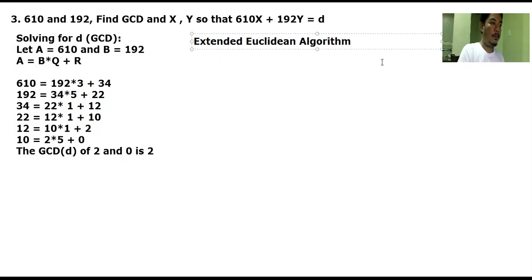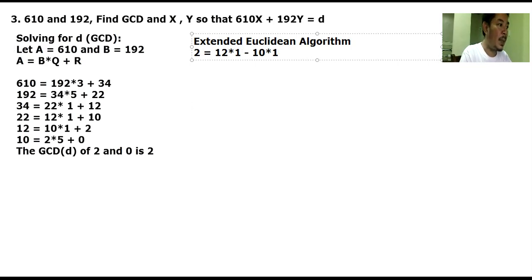So we have, hanapin natin yung my 2. So yung my 2 is ito. Yung sa 12, sundan nyo lang yung mouse. 12 equals to 10 asterisk 1 plus 2. So yun, 2. So 2 is equals to, ilipat natin sa 12 asterisk 1 minus 10 asterisk 1.